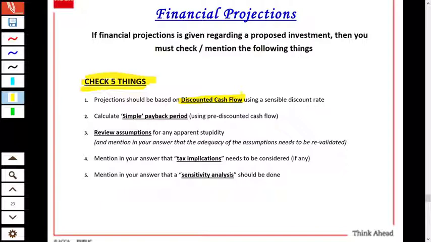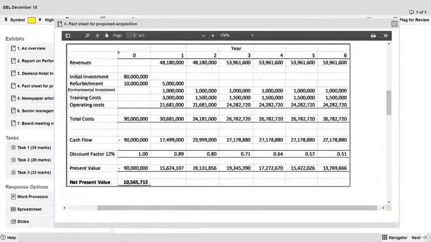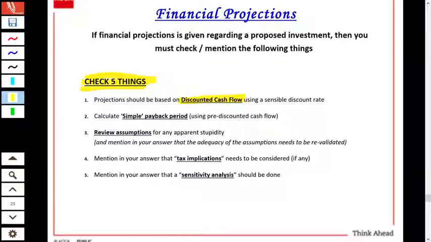So can anybody tell me whether this is based on discounted cash flow or not? Yeah, it's based on discounted cash flow because I can see the word cash flow and then discount factor, present value, net present value, 100% it is based on discounted. So khalas, then you don't need to mention anything. This is just my checklist. As a CFO, I look at these 5 things whenever I see this. So discounted cash flow, done.